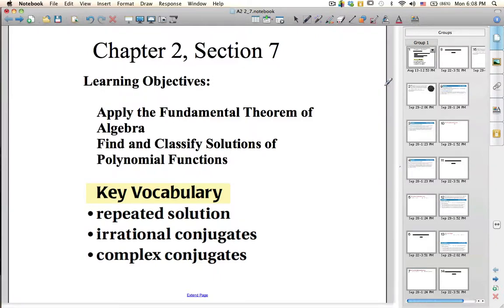In section 7, we're going to apply the fundamental theorem of algebra and also find and classify solutions of polynomial functions. So in our key vocabulary here, we need to know what repeated solutions are. We're going to also look at irrational conjugates and complex conjugates. Now these are solutions you've already gotten before. You've found irrational conjugates and complex conjugates through the process of completing the square and using the quadratic formula, but we haven't necessarily called them by these names before, so we'll talk about these a little further on.